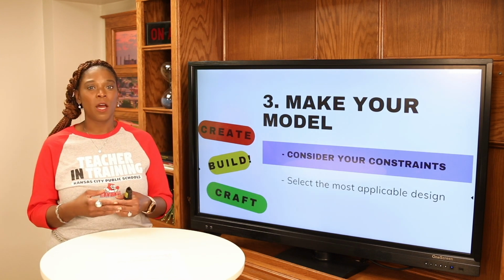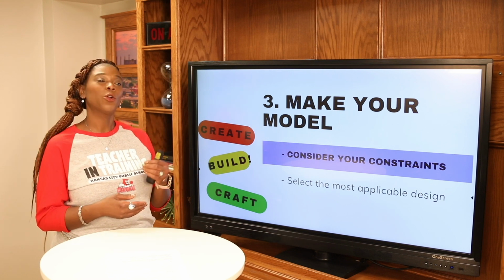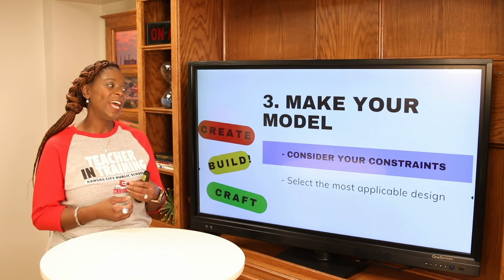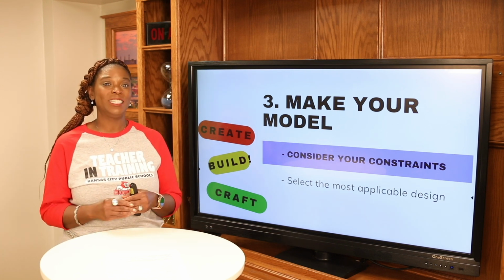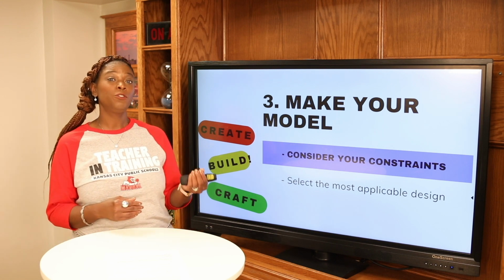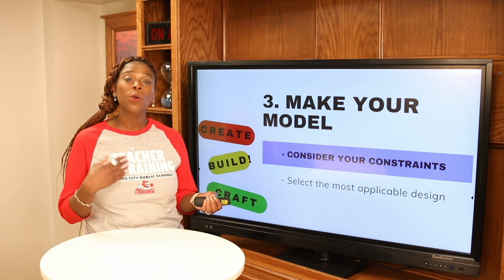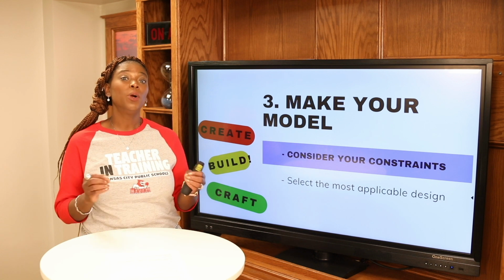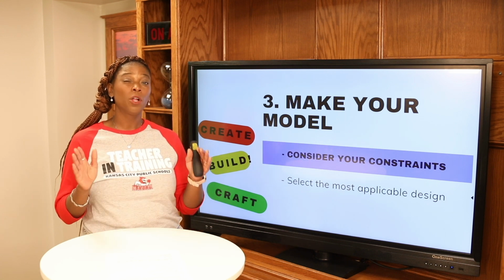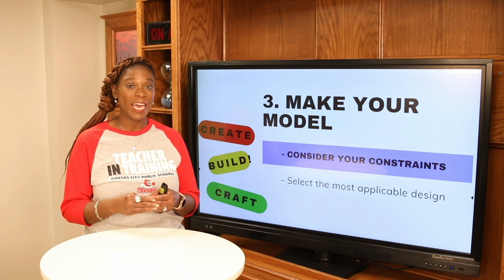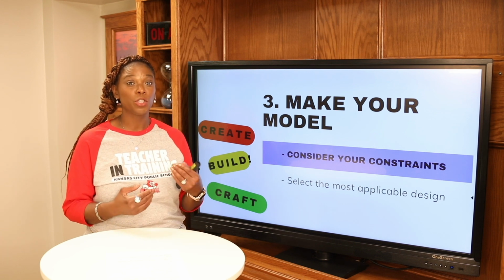Next, it's time to make your model. When you make your model, always consider those criteria and constraints and select your most appropriate design. That means that if you've chosen a thumbnail sketch or an isometric sketch, you want to use the one that's going to give you the closest thing that you can replicate when you decide to build your prototype.